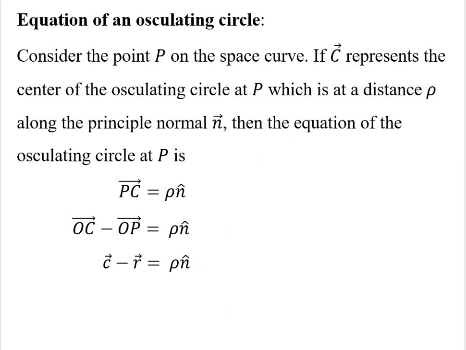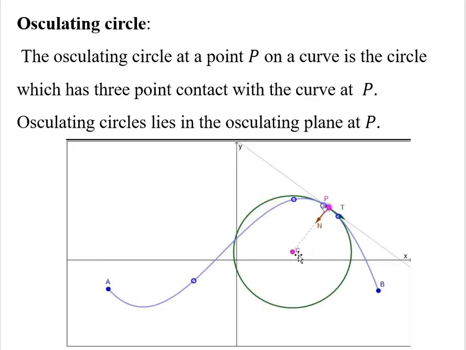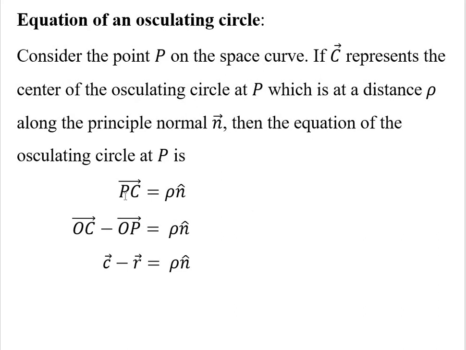So now we are going to find the equation of the osculating circle. Let us see this figure. We are taking the curve from this position vector, and from this we can draw the line segment. This is the curve C. From this we write that PC vector equal to rho into n.